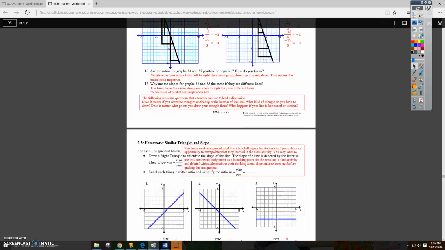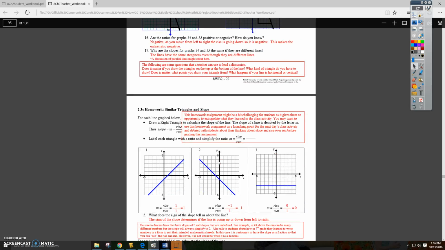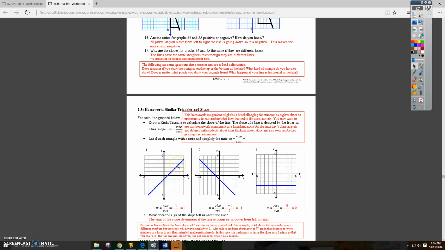All right, get out your 2.3c homework and go ahead and start drawing in your slope triangles and counting, and good luck.